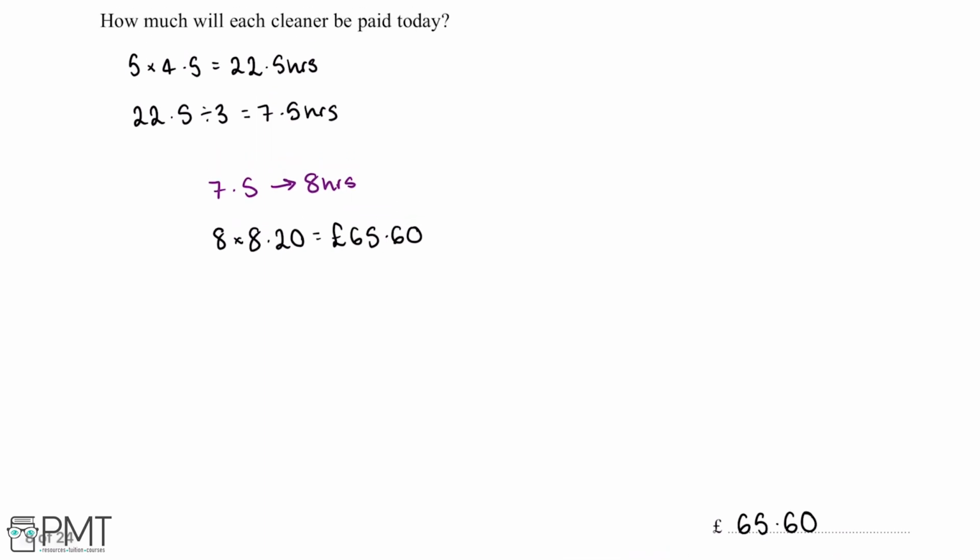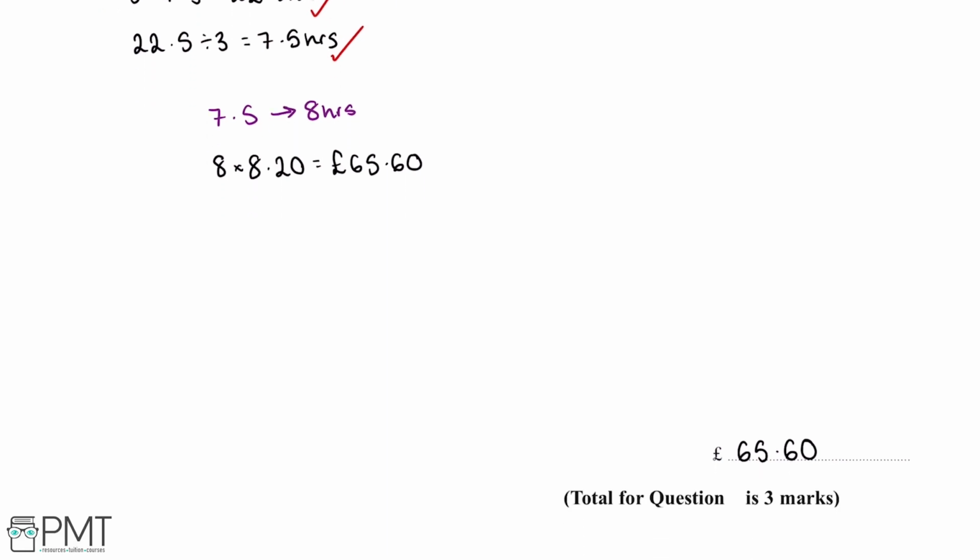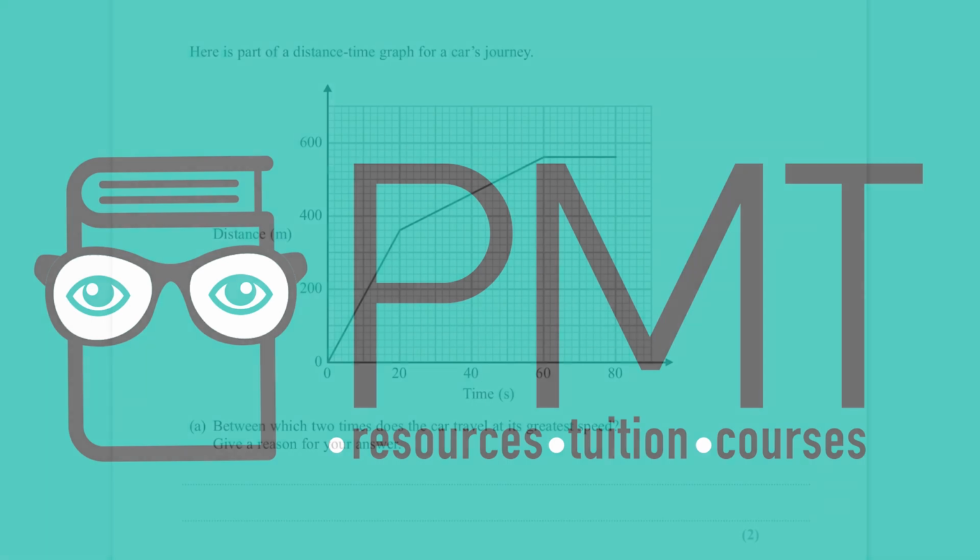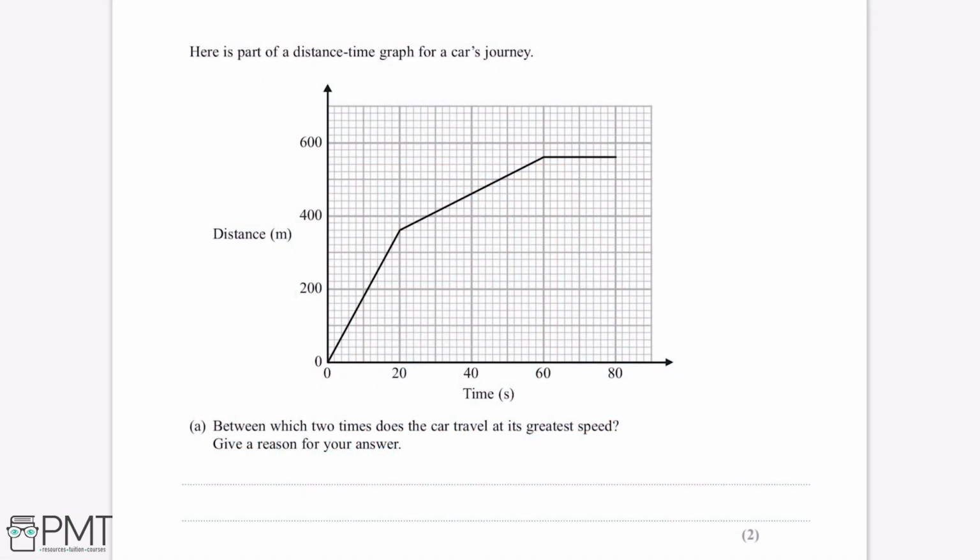Now this question's worth 3 marks. We'll get our first mark for working out how many hours it takes to clean the hotel. We'll get our second mark for working out how many hours the 3 cleaners worked today. And we'll get our third mark for the correct answer. Here is part of a distance time graph for a car's journey. Between which 2 times does the car travel at its greatest speed? Give a reason for your answer.